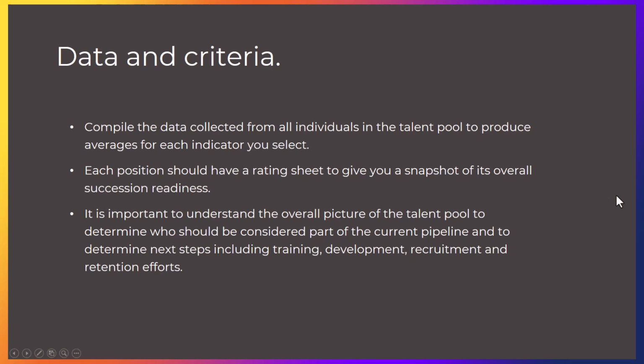So data and criteria. We're always relying on data in public health. So we want to compile the data collected from all individuals in the talent pool to produce averages for each indicator you select. Each position should have a rating sheet to give you a snapshot of its overall succession readiness. It is important to understand the overall picture of the talent pool to determine who should be considered part of the current pipeline and to determine the next steps, including training, development, recruitment, and retention efforts.